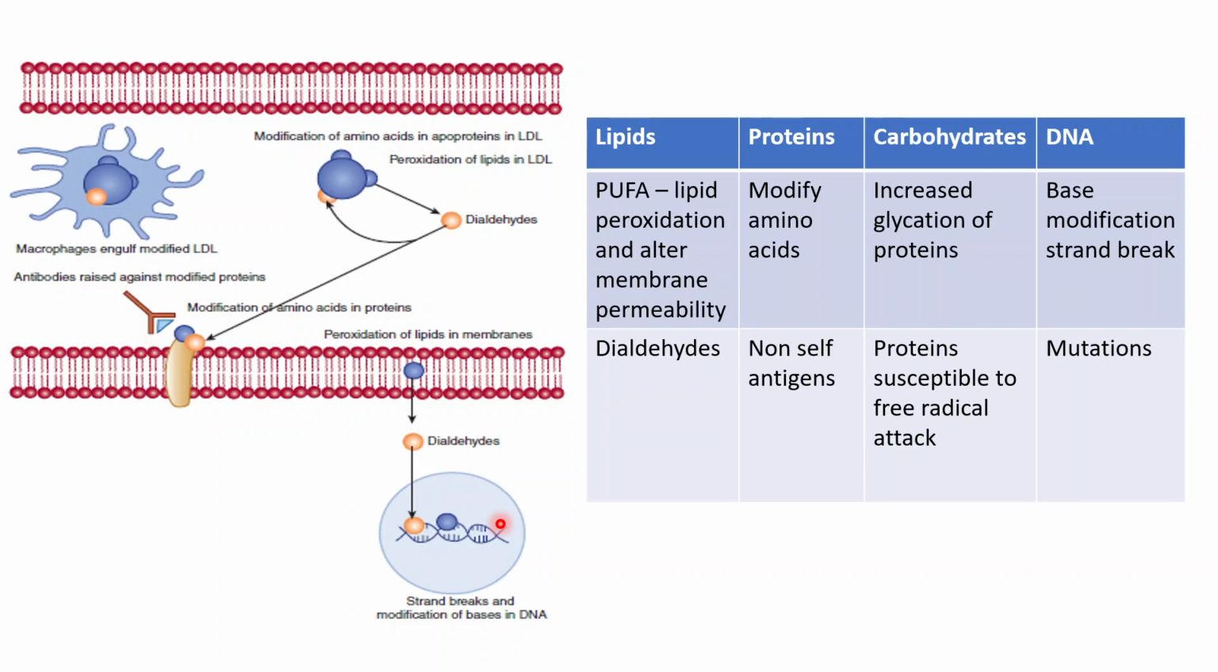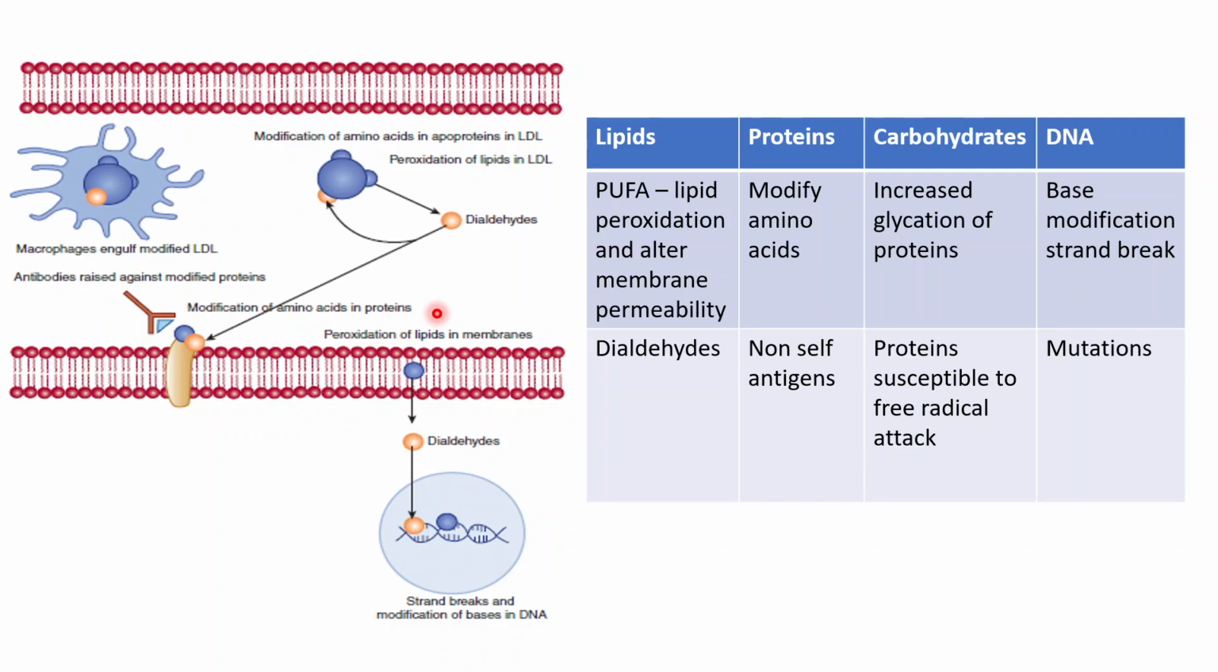Then they can attack various proteins. When they attack proteins, they modify the amino acids. When the proteins become modified, they become non-self antigens. The body does not recognize these new modified proteins because of the action of free radicals. So these proteins are considered foreign by the body, and the body starts to attack them, and this results in a whole set of autoimmune disorders.